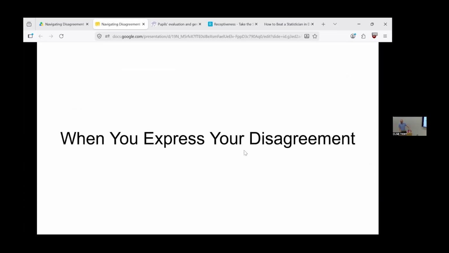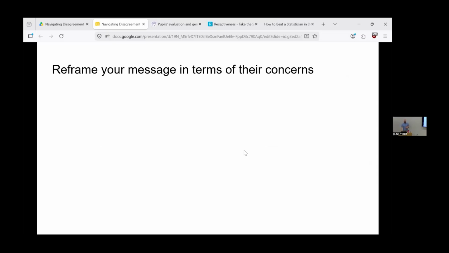Okay, we are finally at the point of expressing our disagreement. So this advice, I highly value this advice. Reframe your message in terms of their concerns. This comes from Matthew Facciani, the sociologist who studies misinformation. He uses a bunch of examples. I don't want to minimize what he does in his book, but one of those examples is he talks about flat earthers, so someone who believes that the earth is flat.